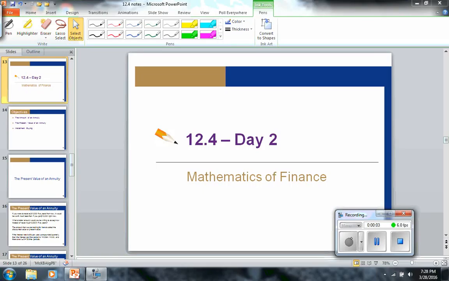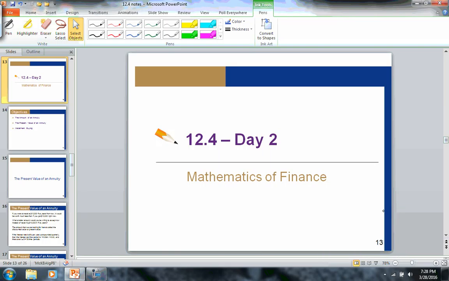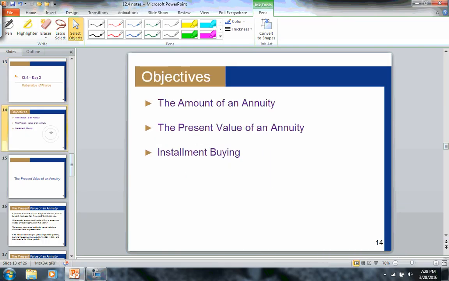Welcome to Mrs. Neller's notes for her pre-calculus class. These are the notes for section 12.4, day 2, entitled Mathematics of Finance. And today we're going to talk more about the present value of an annuity and then installment buying.